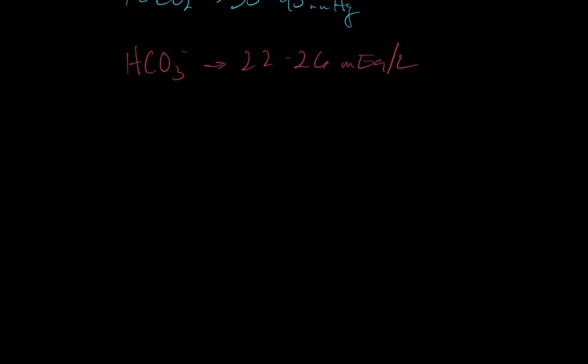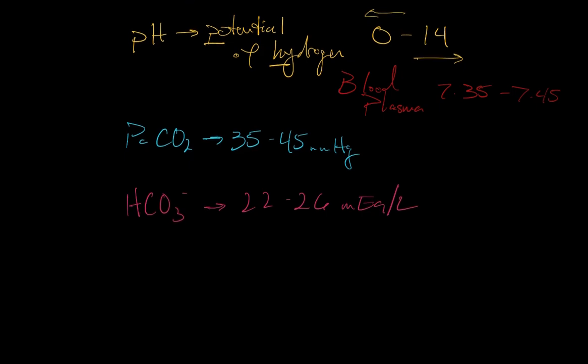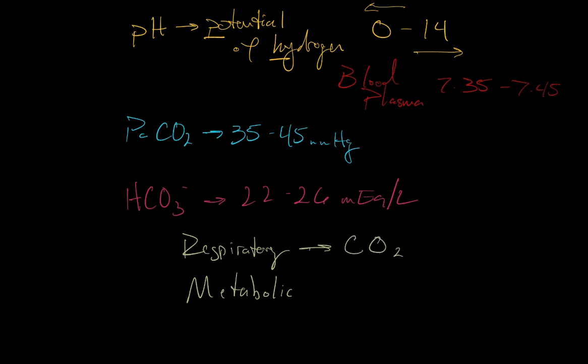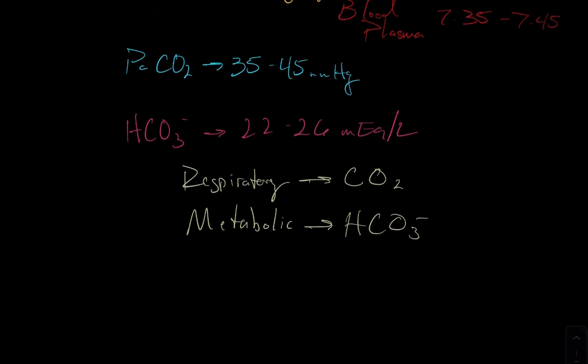Now, one thing I should mention before we do this is the two types of disorders. These disorders are going to be respiratory disorders or metabolic disorders. If it is a respiratory disorder, it's going to involve an abnormal CO2. If it is a metabolic disorder, it is going to involve an abnormal bicarbonate. So keep those two things in mind as we look at some of our disorders.